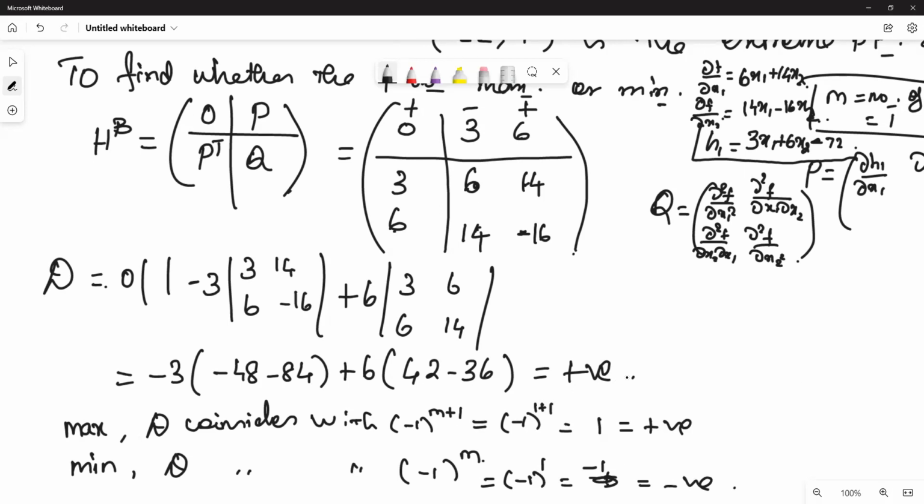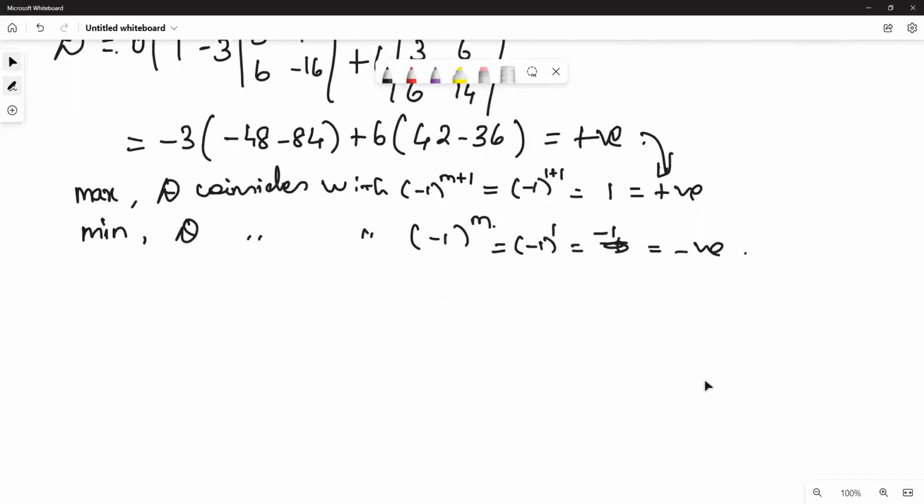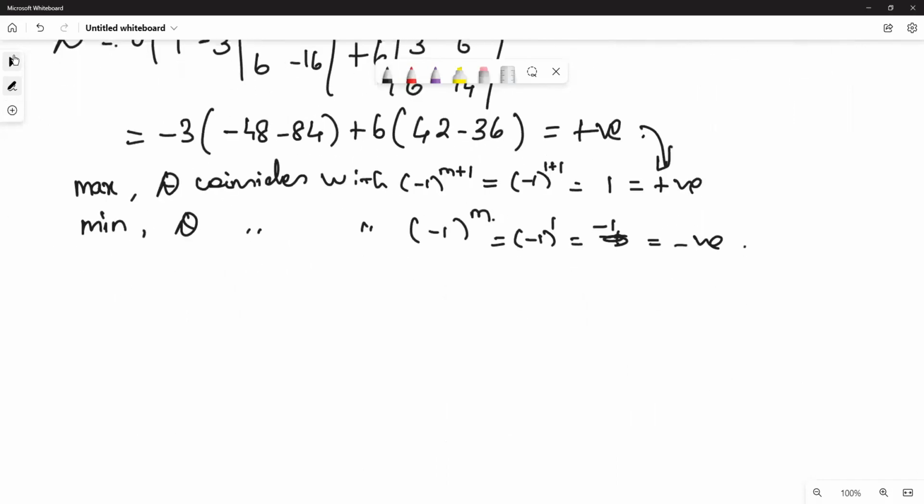So your D coincides with what? With (−1)^(m+1). So we conclude that the problem is of maximization type, and the extremum we have got is a maximum point. So we are going to conclude the question.